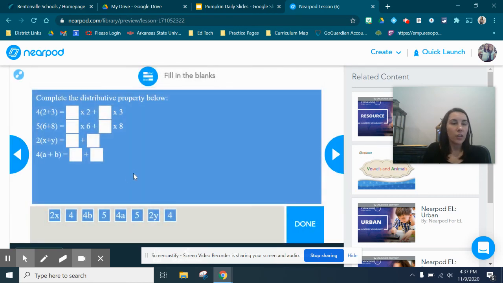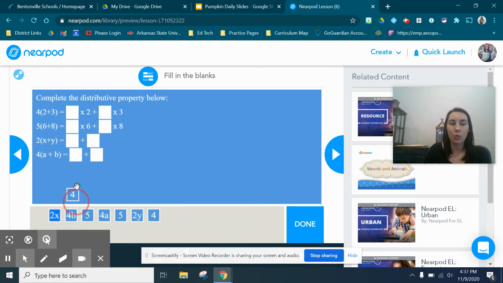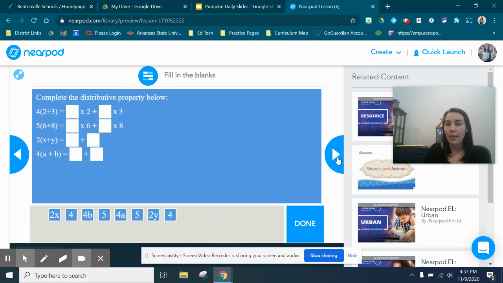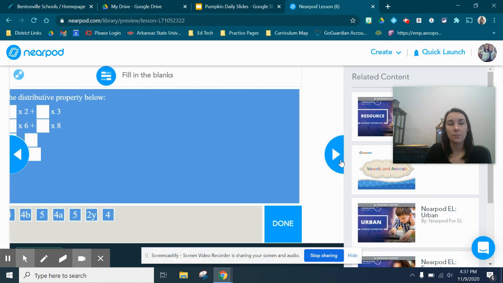This one is just filling in the blanks, so complete the distributive properties. Hint, hint, if this is 4 parentheses 2 plus 3, I'm distributing the 4. You get a 4, you get a 4, you get a 4. So you're just going to take the 4 and put it in where it belongs. Okay, and then you hit done when you're done.